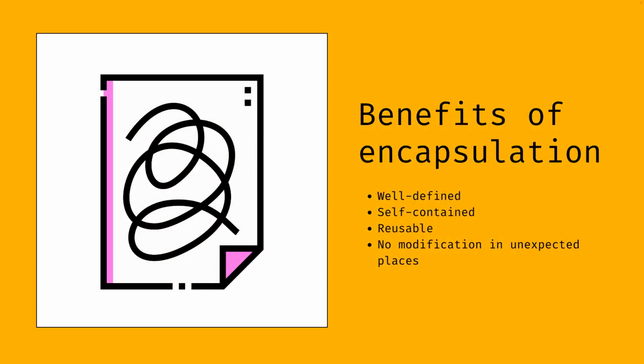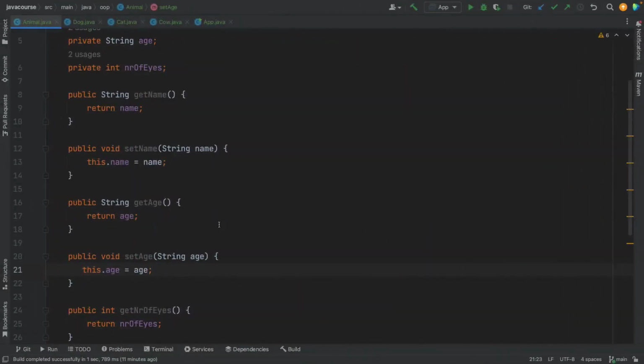Let me answer it. Encapsulation is an important aspect of OOP because it allows you to create well-defined, self-contained objects that can be easily reused and maintained. Objects cannot be modified in unexpected places as a result. If you want to prevent fields from being set again, you just do not create the setter afterwards. You only allow the getter. And also, it's possible to provide certain checks before setting a value.